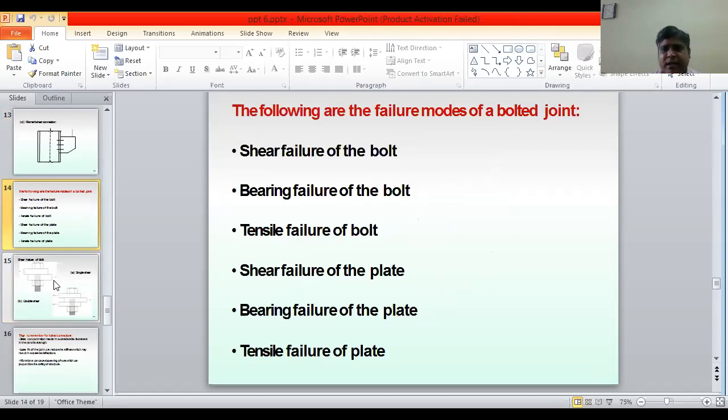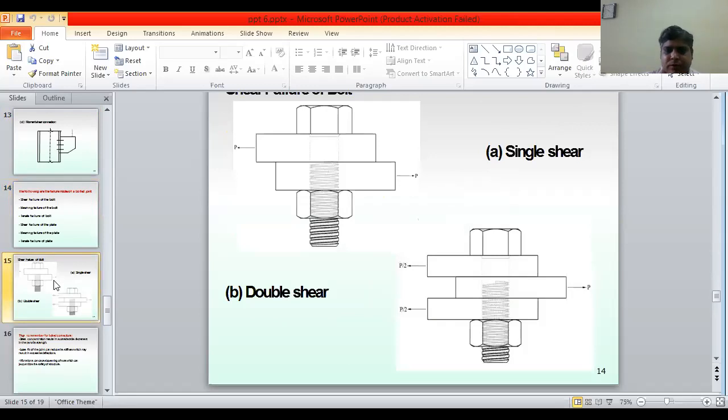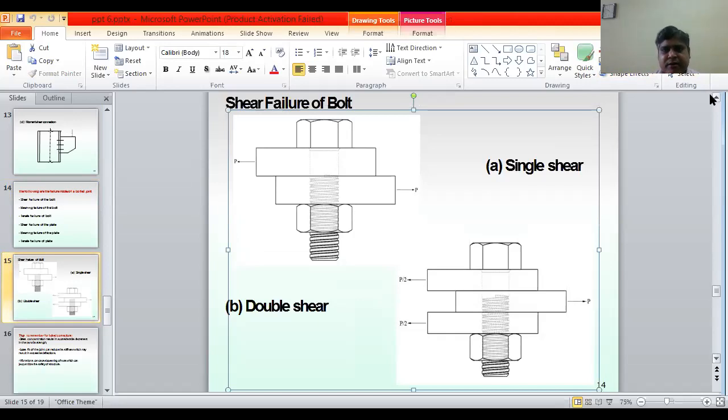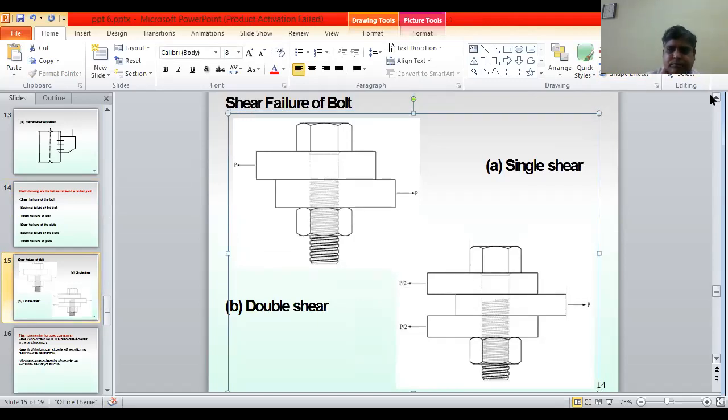Now, the following are the failure modes of a bolted joint. First is shear failure of the bolt, bearing failure of the bolt, tensile failure of the bolt, shear failure of the plate, bearing failure of the plate, tensile failure of the plate, etc. Now, the first diagram shows shear failure of the bolt, single shear. The second one is double shear.